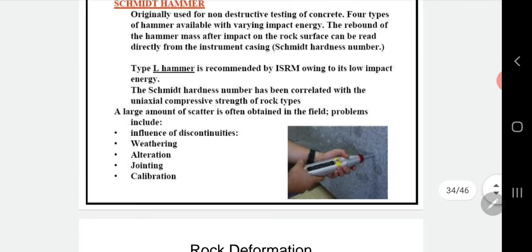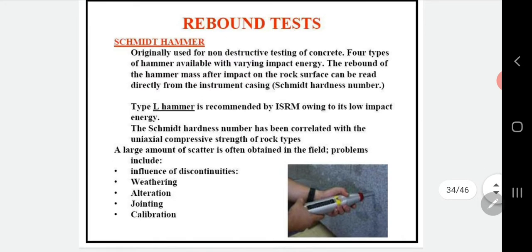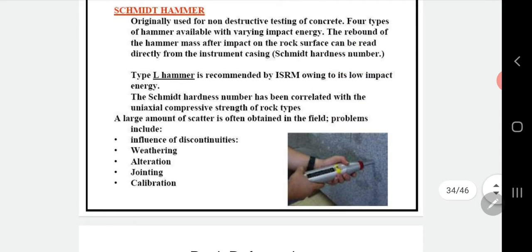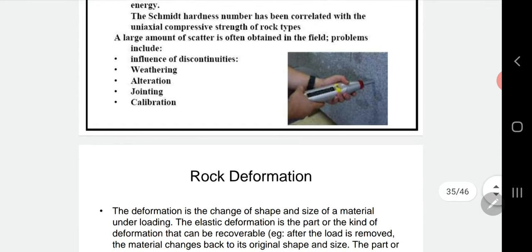Okay, rebound hammer test. This is a portable machine or portable apparatus that you can use on site, or you can use during the lab session. This one has also been covered in your lab session.